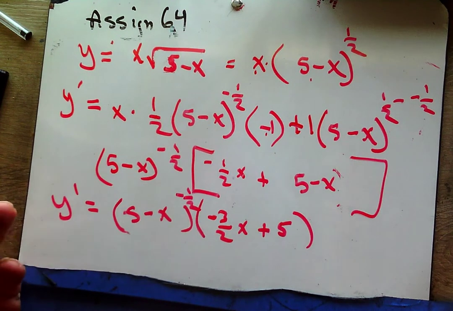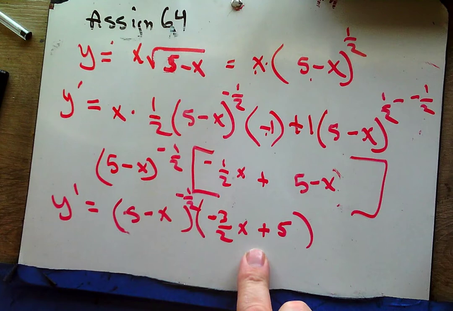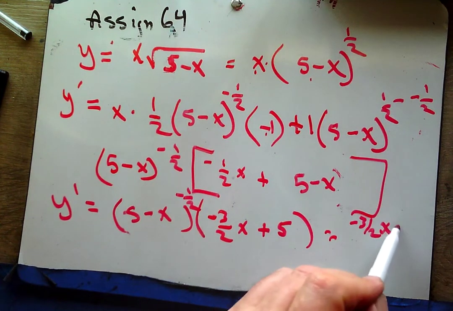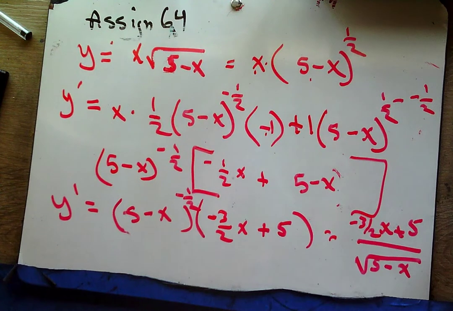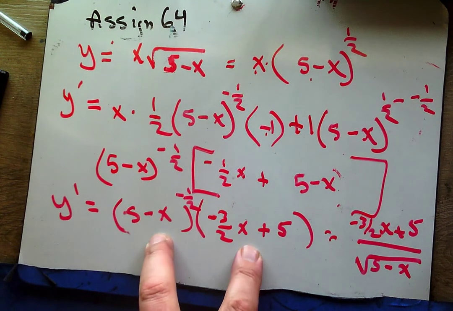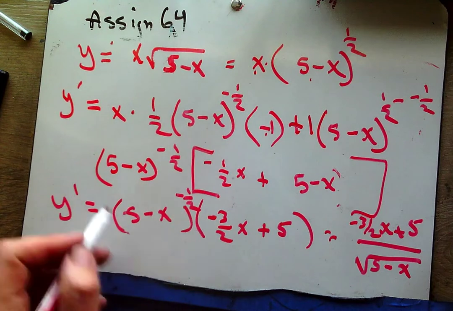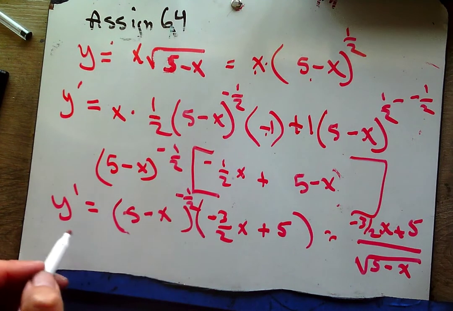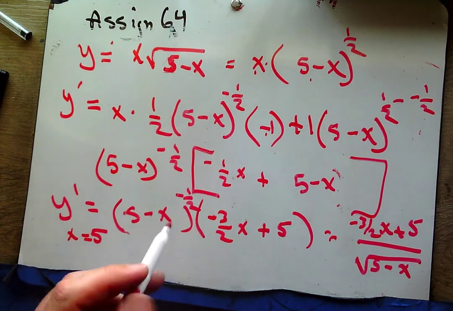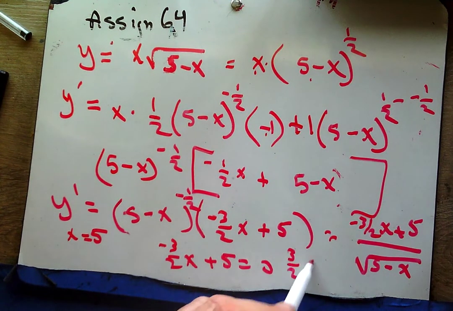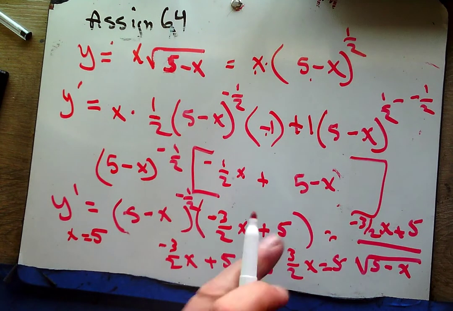Here's my y prime. Now remember, in order to find maxes and mins, I need y prime equal to 0 or y prime undefined. Check it out. This is the same as saying negative 3 halves x plus 5 over the square root of 5 minus x. Y prime is undefined when this denominator is equal to 0. So just by setting each of these factors equal to 0, I'm taking care of f prime equals 0 and f prime undefined. So I know f prime is going to be undefined at x equals 5. And over here, when I set minus 3 halves x plus 5 equal to 0, I get 3 halves x equals 5, and if I multiply by 2/3, I'm going to have 10/3.